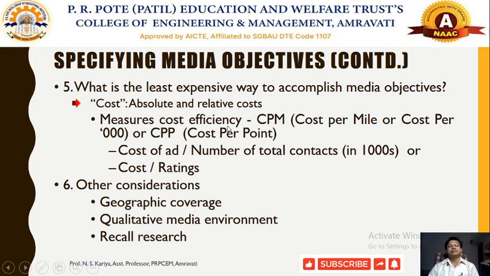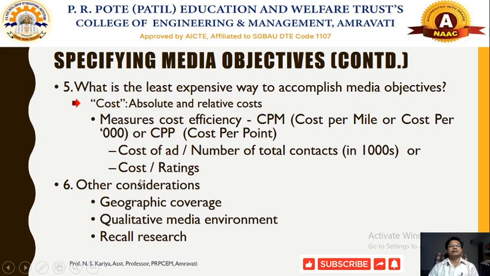That cost efficiency measure will be calculated by calculating CPM. This is called cost per mille, or cost per thousand. Or we can also calculate CPP, called cost per point. Generally, how do we calculate CPM or CPP? Research firms, national and international, give some different aspects to calculate CPM or CPP. The cost of the advertisement divided by the number of total contacts in thousands, in this way generally the CPM is calculated.